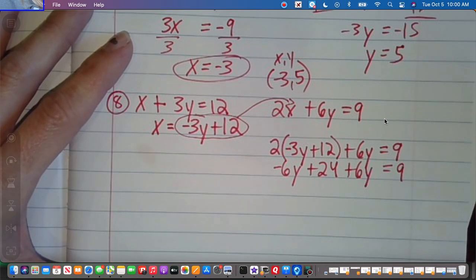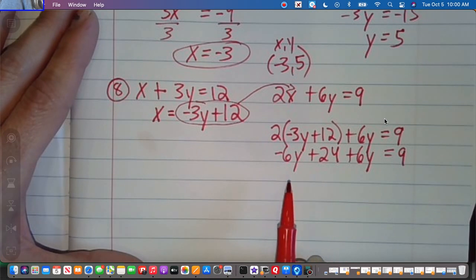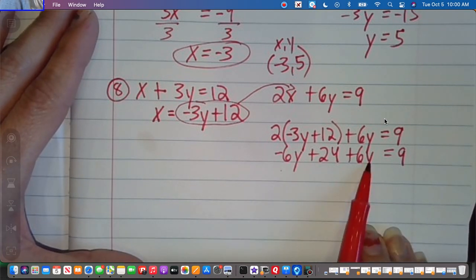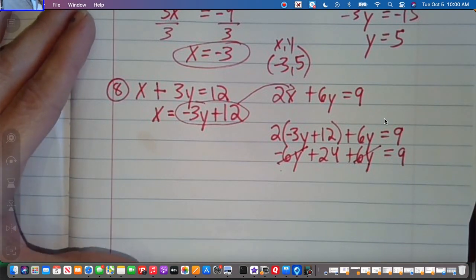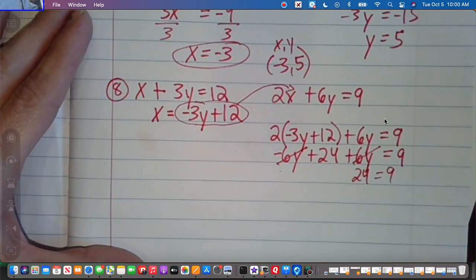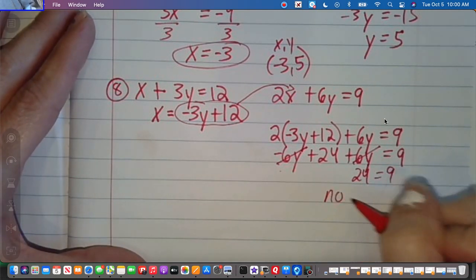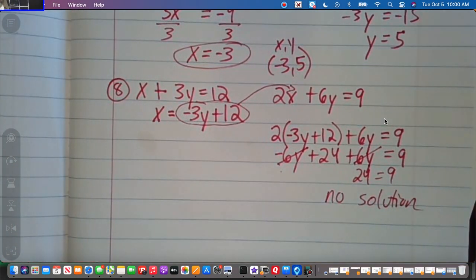Do y'all need me to stop for a second? No? What happens is the negative 6y and the positive 6y are on the same side, so I just do what it says. Negative 6y plus 6y cancels out. I get 24 equals 9. Is that true? No. 24 is not the same number as 9. So you're going to put no solution. If you had done this using elimination, you would have gotten to the same point. It would not have been equal numbers.